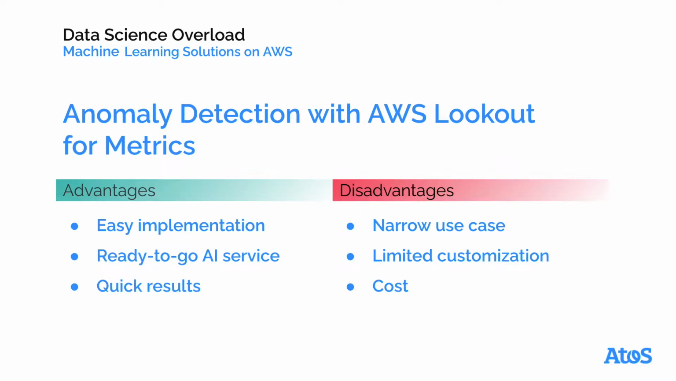First, anomaly detection with AWS Lookout for Metrics. This is an easy implementation solution. In fact, it's a ready-to-go AI service, and you can get very quick results after minimal setup.